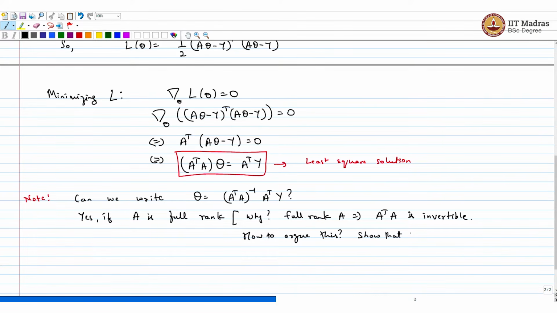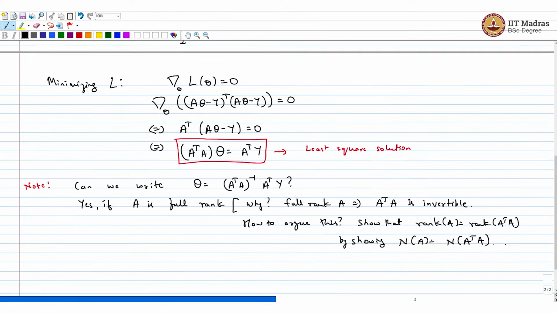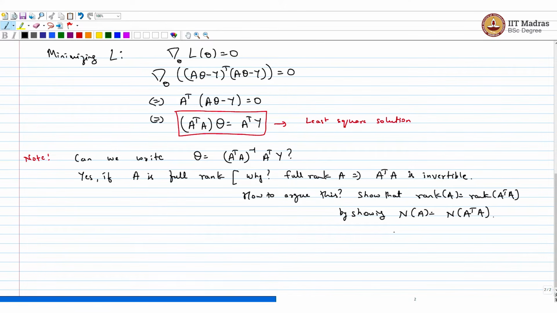Show that rank of A equals rank of A transpose A. You do this by showing null space of A equals null space of A transpose A. So, by the rank nullity theorem, you can easily claim that if the null spaces are the same, then the rank is the same. And so, if A is full rank, A transpose A is full rank, and if A transpose A is full rank, then it is invertible.